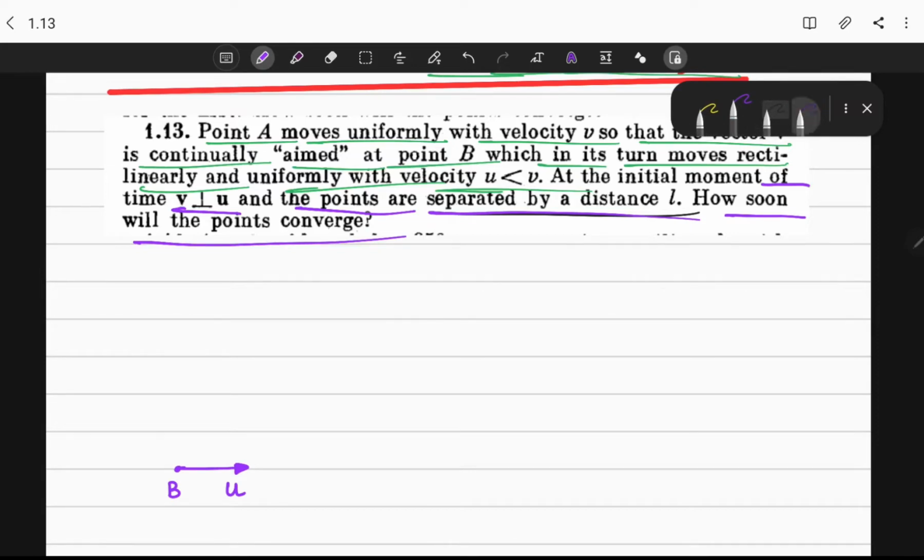Okay, so let us say we have point A here and point A is moving in this particular direction with velocity v, because it is saying that initially both velocities are perpendicular to each other. And as B is moving in this direction, A is continuously following B, and then finally both are reaching somewhere at this particular point. Okay, so let us analyze the motion of A and B.